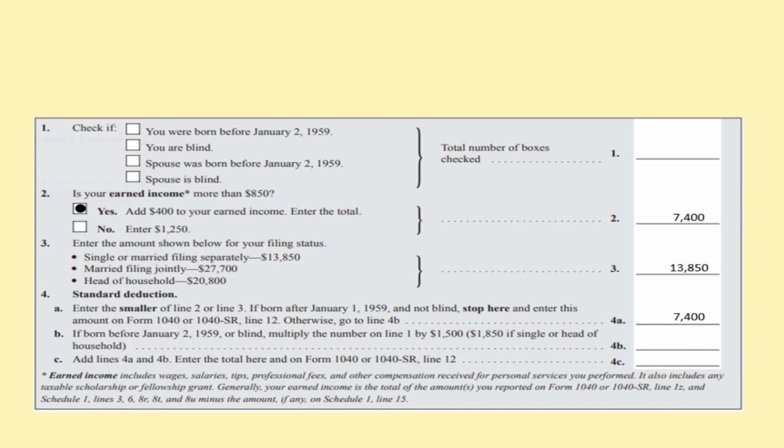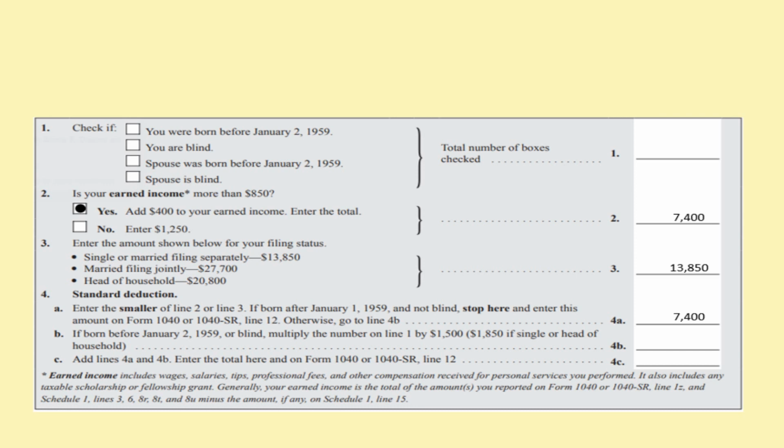This is the worksheet from page 34 of the Form 1040 instructions. Line 1 will be left blank as you do not meet any of those specifications. On line 2, put $7,400 as that is $400 added to your earned income of $7,000. On line 3, enter $13,850 as you are single. On line 4, enter the smaller of line 2 or 3, which is $7,400.